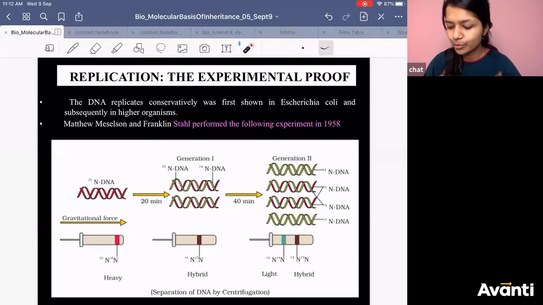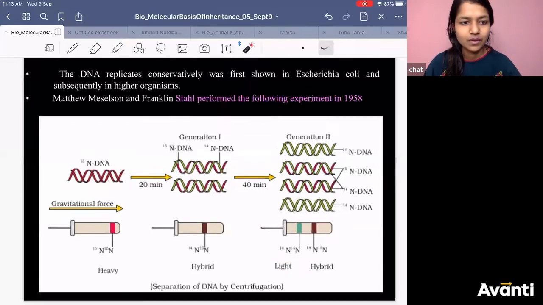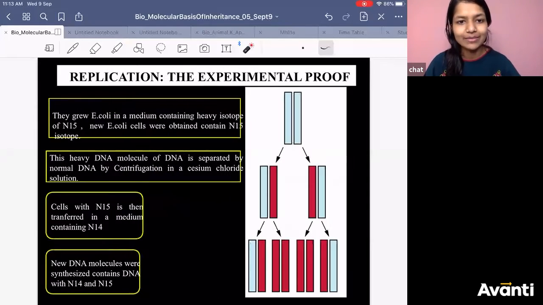This was the experimental proof. This was heavy. In the middle, it was hybrid. And on top, it was N14, N14 light. Yes, Ramesh, absolutely right. After the first generation, you will not get heavy. You will always keep getting hybrid or light, because every time you are giving N14. Whatever we have discussed is written in the PPT. Those who wish to learn can read it. I have said the same thing.